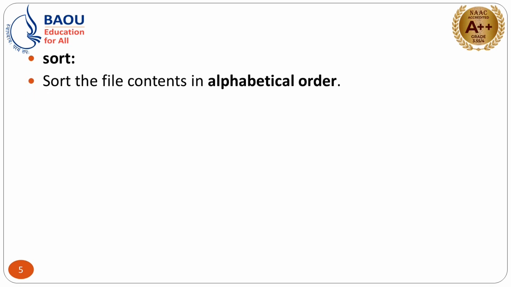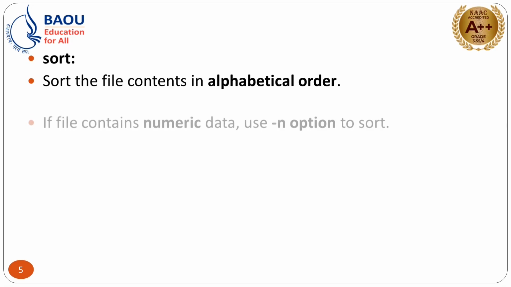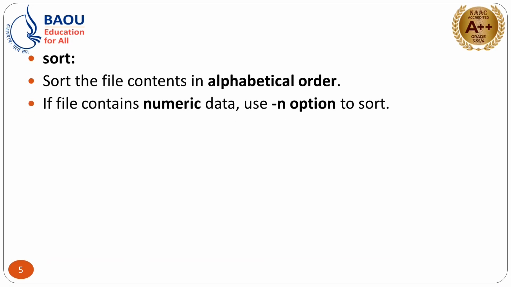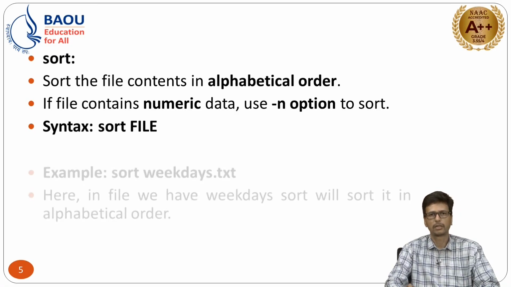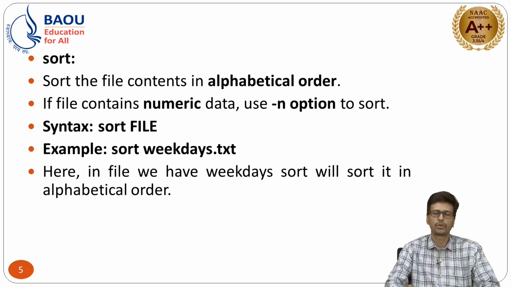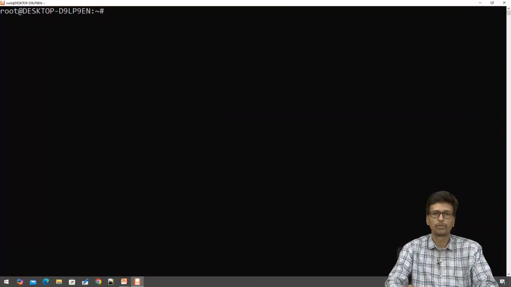Suppose you want to sort in ascending order or descending order. For example, you require to sort the content of a particular file in alphabetical order. In that case, you require this filter. If you want to sort data which is in numeric form, you use an option. Otherwise, directly you can use the sort command and then the file name. So directly we are moving to the practical.